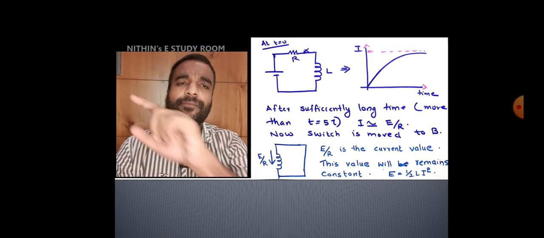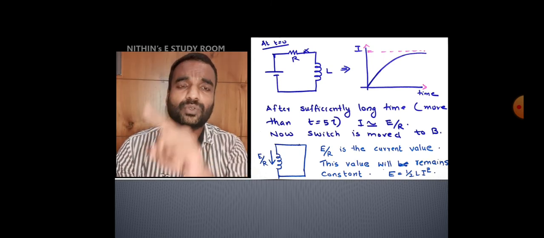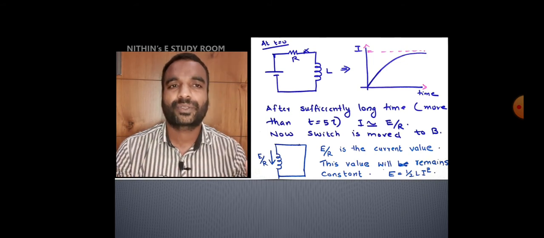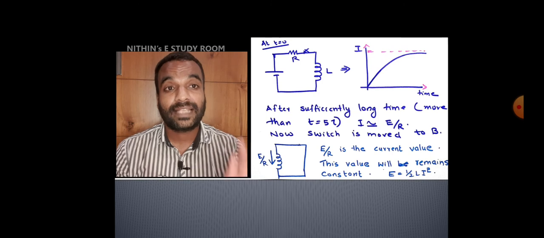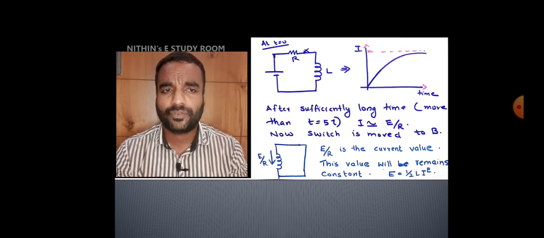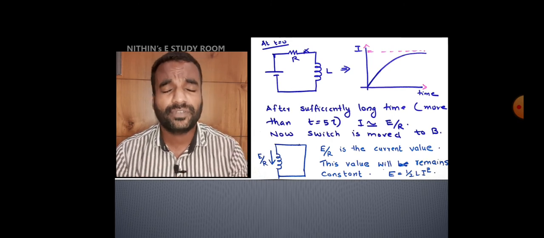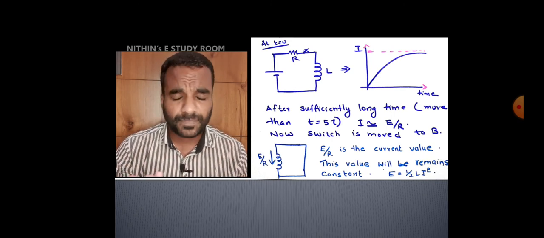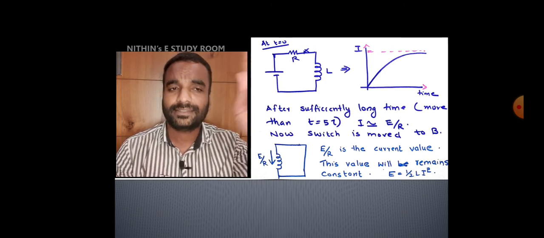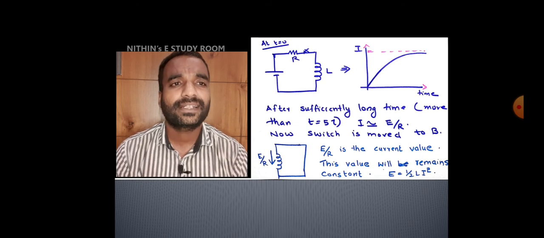That was the current initially flowing through the inductor, and now you move to another position where a permanent short circuit is there. But still, the direction of current in the inductor will be the same, because that is the basic property of an inductor. It will not permit a sudden change in current, and we should have some short circuit path to maintain the flow of current in the same direction. So, E by R is the current value.